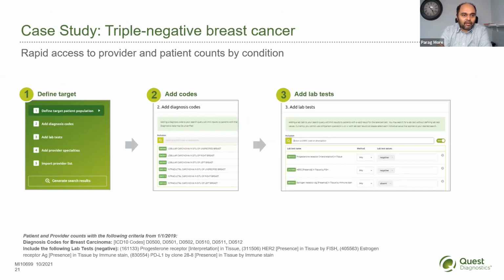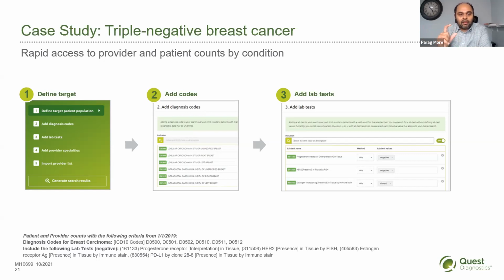You're defining the patient target based on the demographic information of your interest. You're adding the codes, in this case, the ICD-10 codes for breast carcinoma for that patient population. And then you are adding the lab test, and you can define not only the inclusion but also the exclusion criteria.